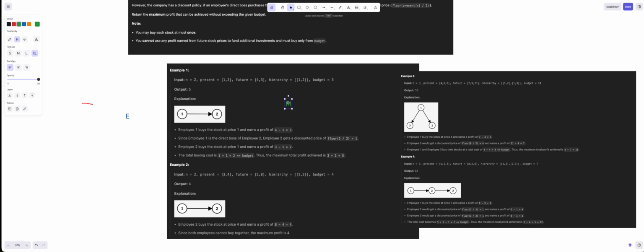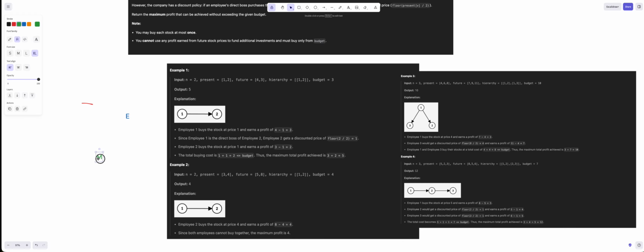Since we calculate the two prices, we purchase at 1 for the manager and purchase at the same 1 for the employee. That is 1 plus 1 is 2, so that is within the budget, and the maximum total profit we achieve is 3 plus 2, which is 5. So let's think about example 2.